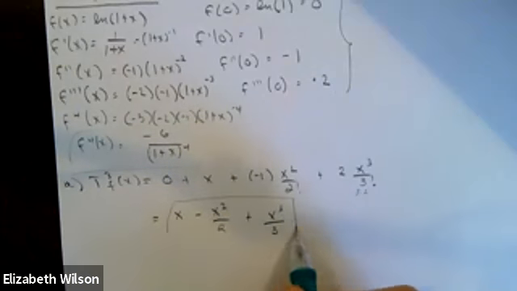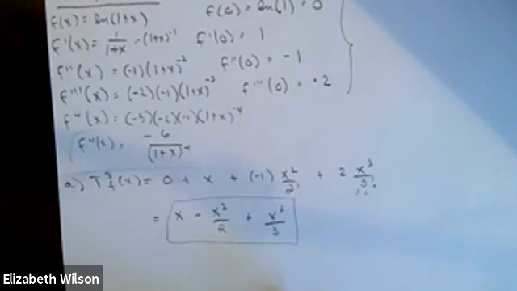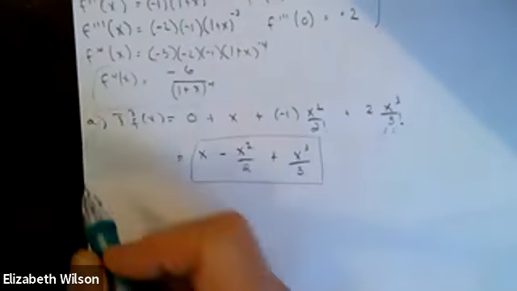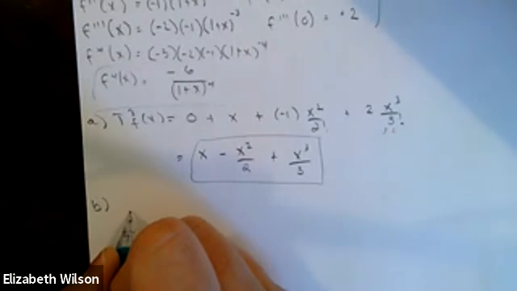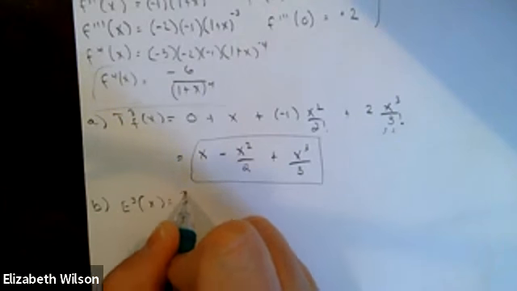And so this becomes our third order Maclaurin polynomial for the function ln of 1 plus x. Okay, so that's what we needed to calculate. Now part B says to come up with an error. So we need to find an upper bound on the error, and we're doing a third degree error calculation.